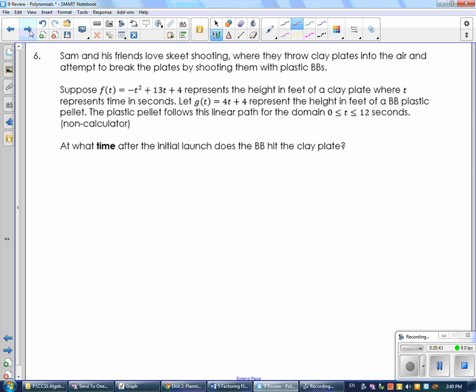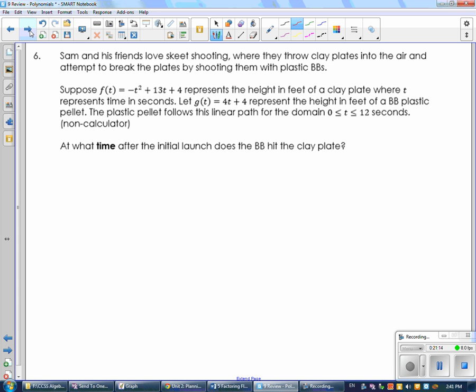Suppose f of t is equal to negative t squared plus 13t plus 4, and that represents the height in feet of the clay plate, where t represents the time in seconds. And g of t is equal to 4t plus 4, and that represents the height in feet of the BB plastic pellet. The plastic pellet follows this linear path for the domain of 0 to 12 seconds. This is on the non-calculator part of your test, so it's important that you understand how to do it. We're asked to find the time after the initial launch that the BB hits the clay plate.